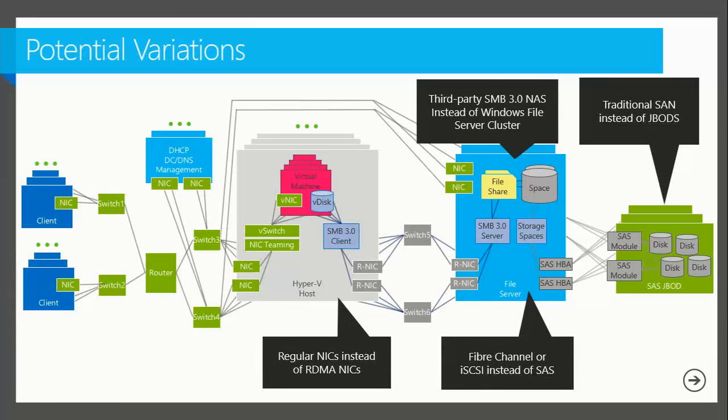A few variations. You can do third-party NAS. Both EMC and NetApp are offering SMB 3.0 solutions. Samba is already offering 3.0 as well on Linux. That's an alternative. You can use a SAN instead of the SAS JBOD. That's a fine alternative as well. You can use Fiber Channel or iSCSI instead of SAS. You can use regular NICs instead of RDMA NICs.